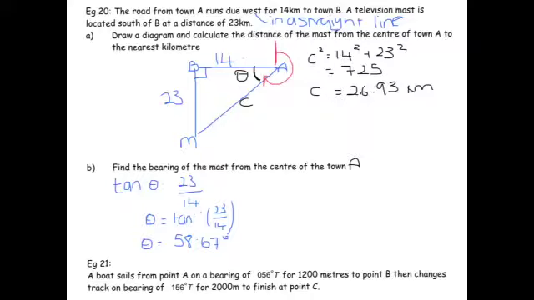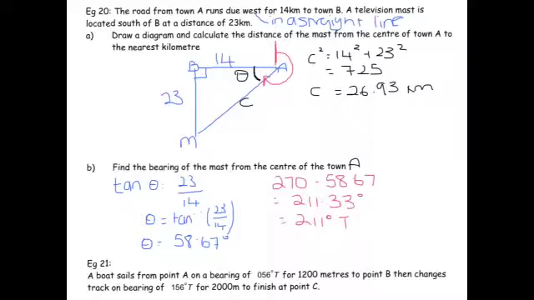The quickest way to work out a bearing would be to go 270 degrees, take away the angle theta, because this whole angle is 270, and we're not going the whole way, we're doing theta less. So our bearing would be 270 degrees, take 58.67, which gives us 211.33 degrees, or to the nearest degree, 211 degrees true.